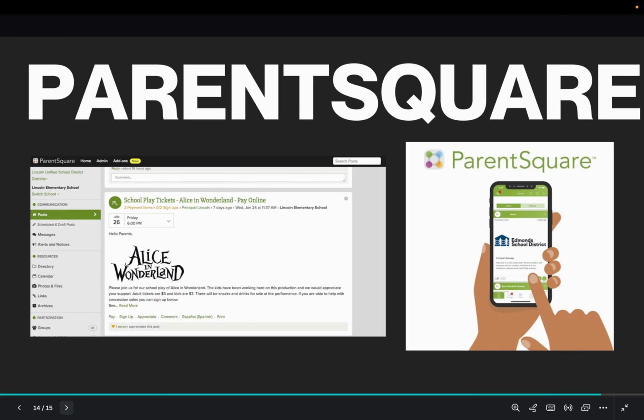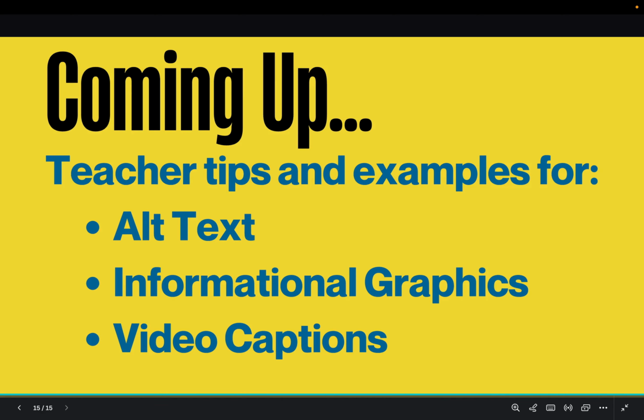All right, this is what will affect most of our staff, and that is Parent Square. If you are sending out Parent Square messages that are just text only, you really don't have to change anything. However, if you are including downloads or images, there are some other steps you'll have to take to make sure that we are complying with these mandates. And I will be going over those tips and tricks in a different video. I'm going to start with the things that you'll see come up the most. That's alt text, informational graphics, and video captions.